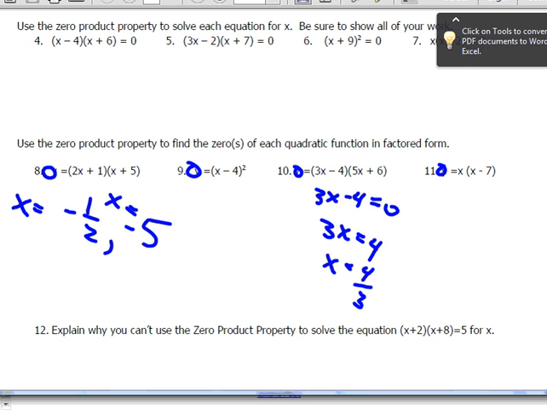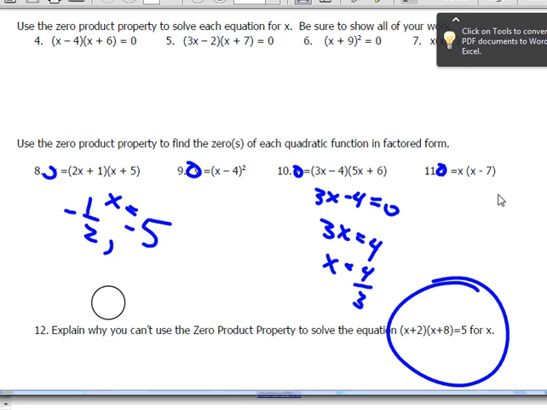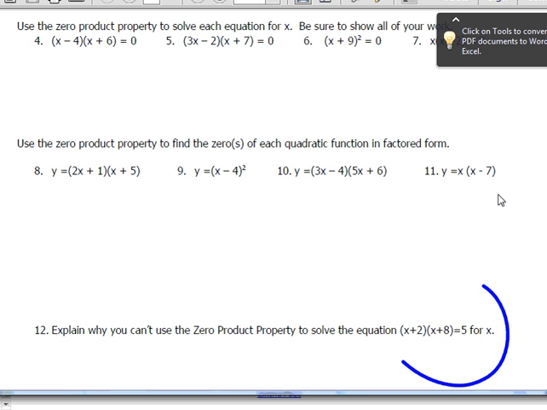All right, why can't you use the zero product property on this one? Very good, it's not equal to 0. All right, moving on. There is another section at the end that's kind of different, so I want to talk to you about that.